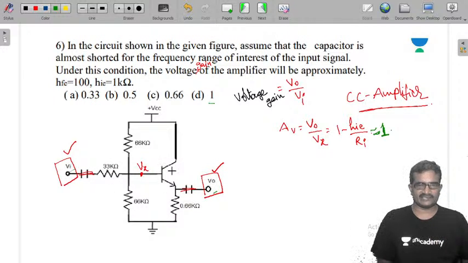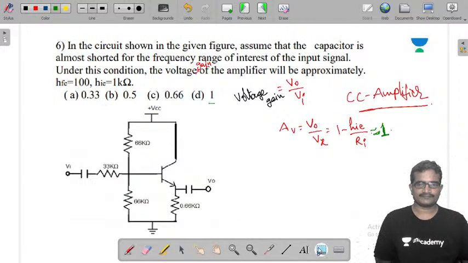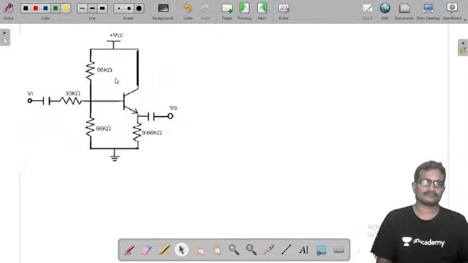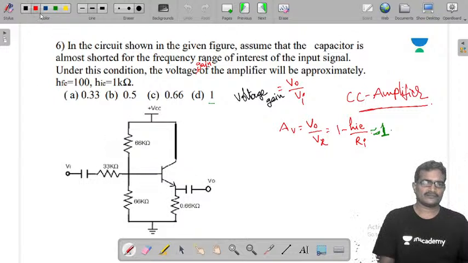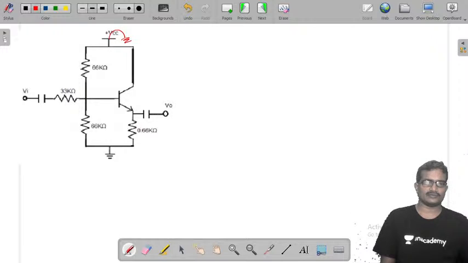Now I am taking the AC equivalent of this circuit. See this. What is the AC equivalent of this circuit? Here we are assuming Vx, V naught, Vi. These capacitors are short circuit. Once we take the AC equivalent, the DC supply is connected to ground, and this is also connected to ground. Once one 66k is grounded, another 66k to ground is there. Now both are in parallel.